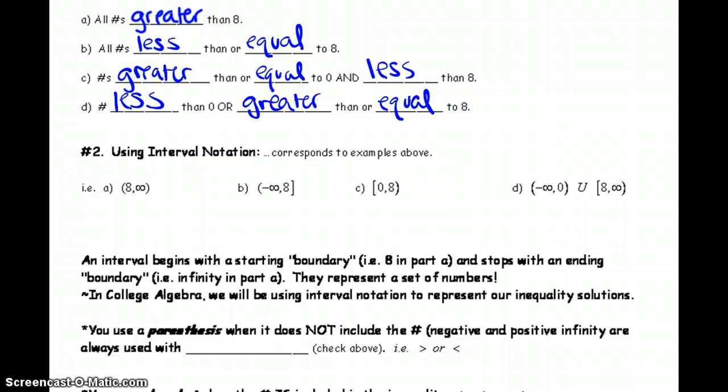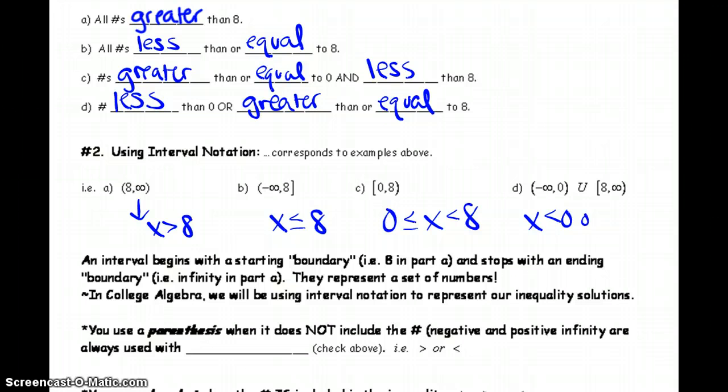Using interval notation, these following correspond to the examples above. This interval notation corresponds to x is greater than 8. This corresponds to x is less than or equal to 8. This corresponds to x is greater than or equal to 0 but less than 8. This one corresponds to x is less than 0 or x is greater than or equal to 8.